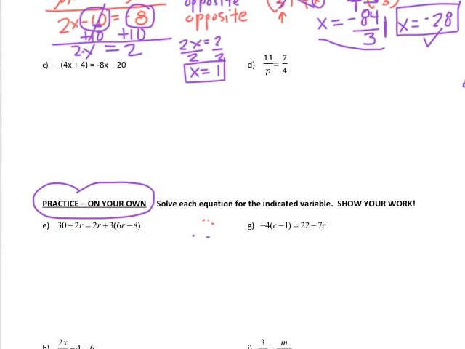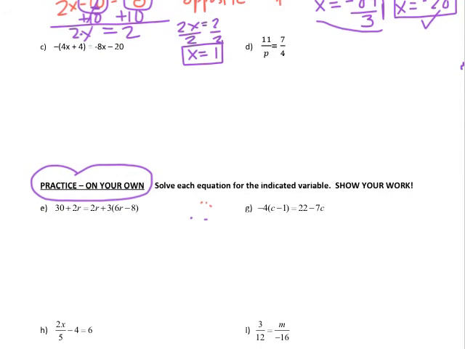In problem C, it looks like we have to distribute this first initial negative sign. Remember, there's really a negative 1 outside of the parentheses here, and so we are basically changing the sign of everything inside the parentheses. If we do that, we're going to have a negative 4x and a negative 4 because we're distributing that negative to everything inside.